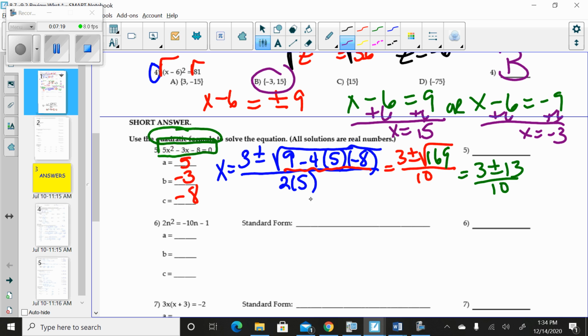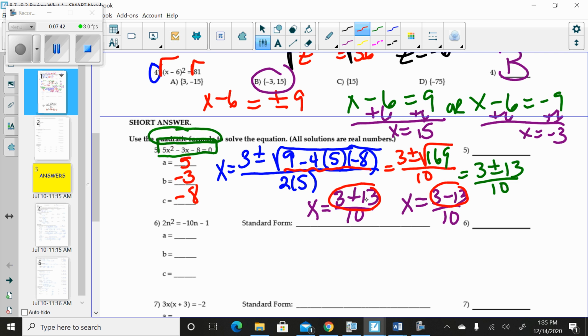And I'm going to kind of overuse my room here just because I'm writing a little bit bigger. The first solution is going to come from you doing 3 plus 13 and dividing by 10. Then the second answer is going to come from you doing 3 minus 13 and dividing by 10. Again, make sure you do everything in the numerator first before you divide by 10. Otherwise, order of operations, you're not going to get the right number.